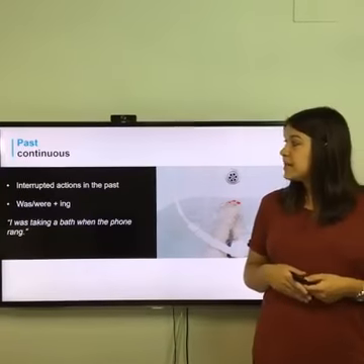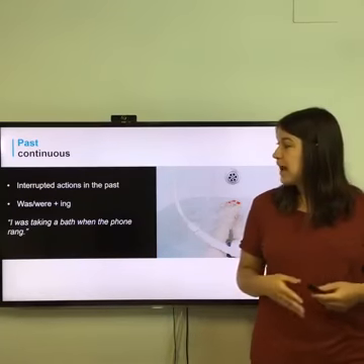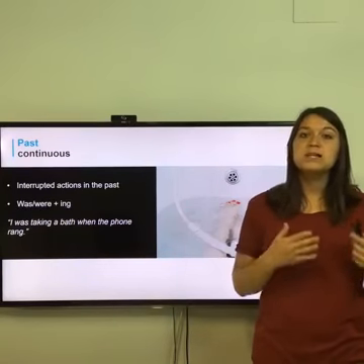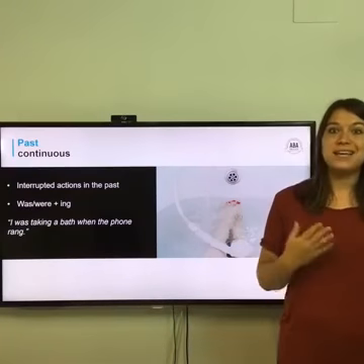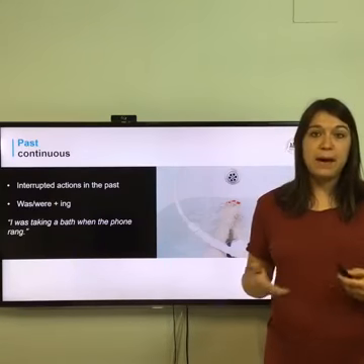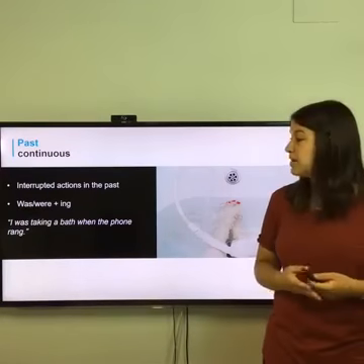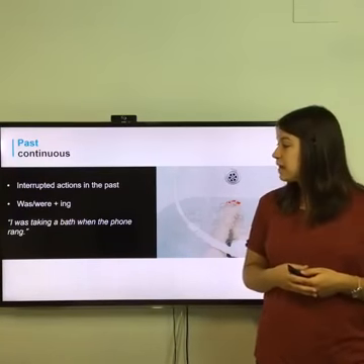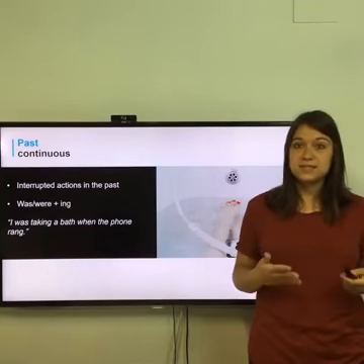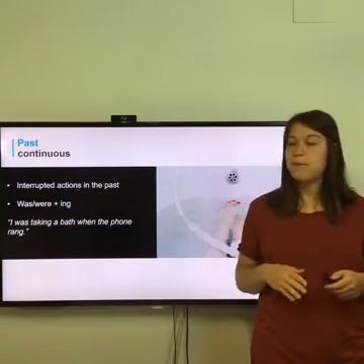Okay, the past continuous is for ongoing actions in the past or interrupted actions in the past, because normally in the same sentence you have the past continuous plus the past simple, which is the action that interrupts another action. We form the past continuous with the verb to be in the past, so was or were, depending on the subject, plus the verb with ing. For example, I was taking a bath when the phone rang. So the ongoing action in the past is the was taking a bath, and it was interrupted by the phone when the phone rang. Past simple.